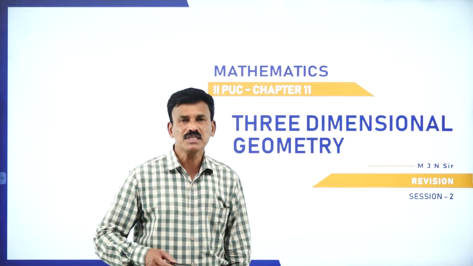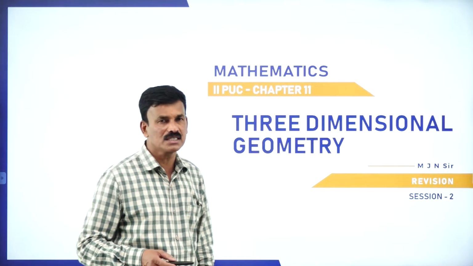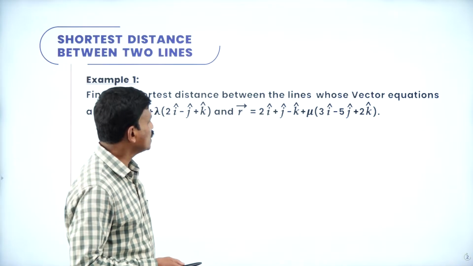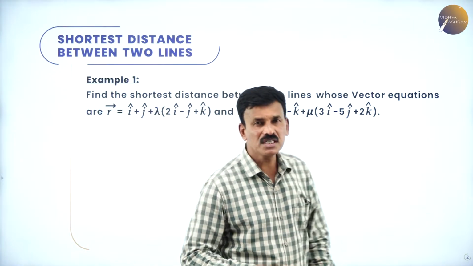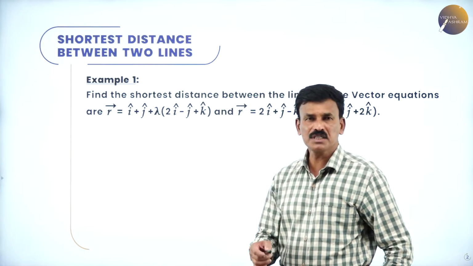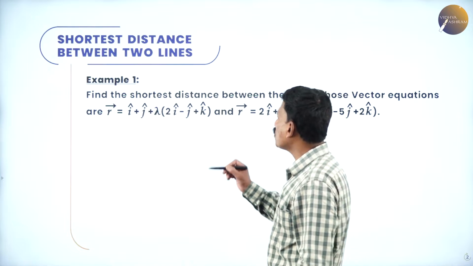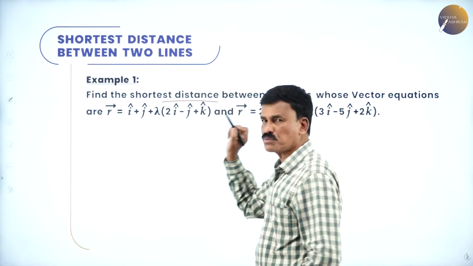Before that, let me discuss a few problems to find the distance between the lines in the first session. In the first part we have studied the equation of the line in different forms. Now let me take one small example on the equation of a line: find the shortest distance. Let us come to the first problem.